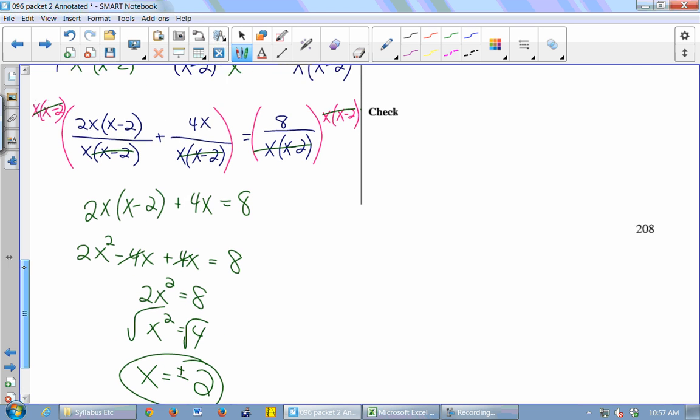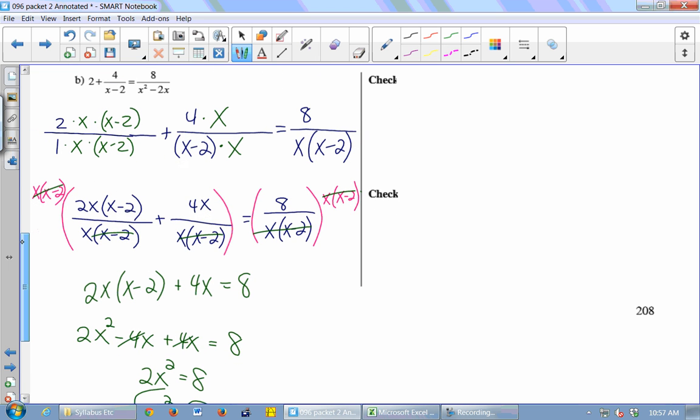Okay, so plus or minus 2. So I'm going to look at the negative 2 first. That's why I have 2 spots here for checking. I'm going to do x equals -2 first. I'm just going to replace all the x's in the very original equation with a -2. So I have 2 plus 4 over -2 minus 2. Does that equal 8 over -2 squared minus 2 times -2?